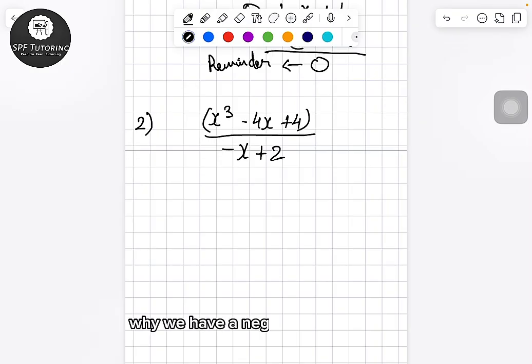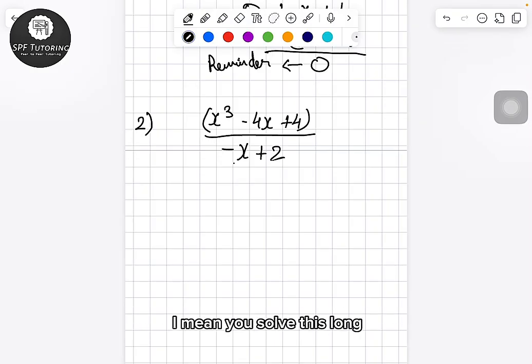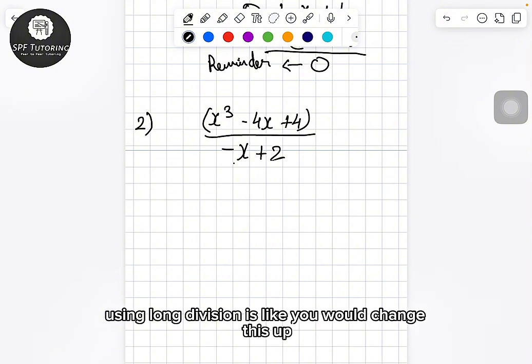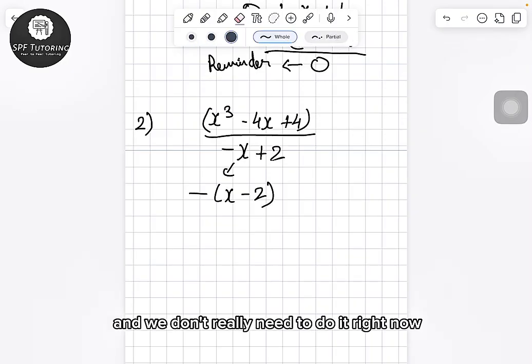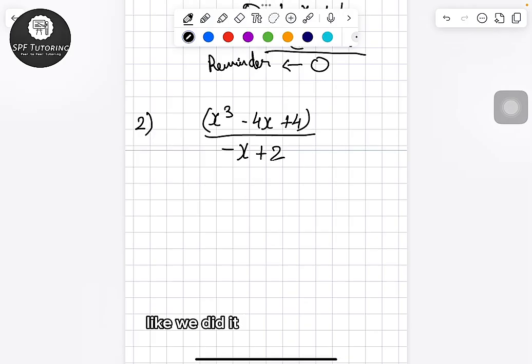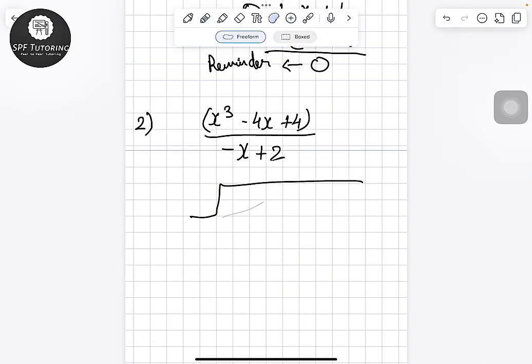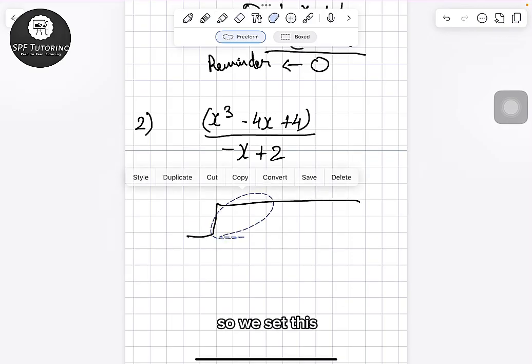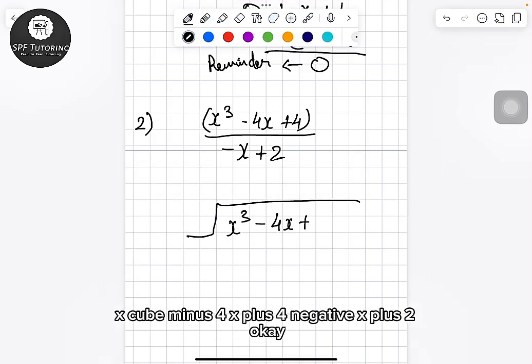So you would think, why do we have a negative sign up there? There's a bunch of ways you could solve this equation. You could solve this using long division, or you could change it up and solve it another way, but it makes it really complex, and we don't really need to do it right now. So we'll just do normal division like we did for the first example. So we set x cubed minus 4x plus 4 divided by negative x plus 2.